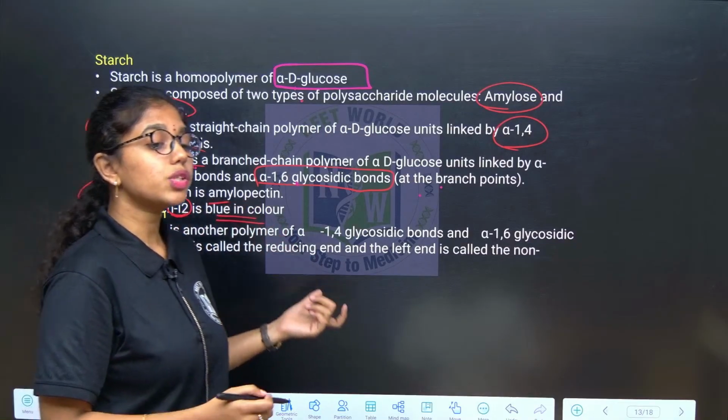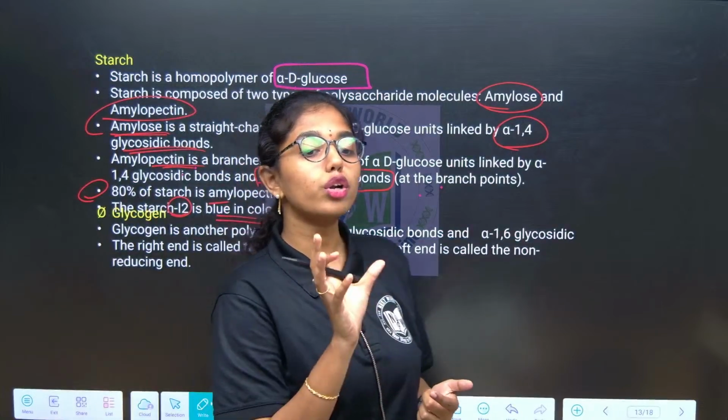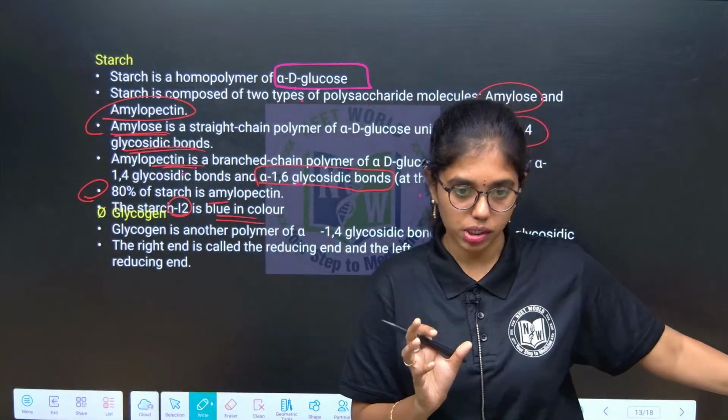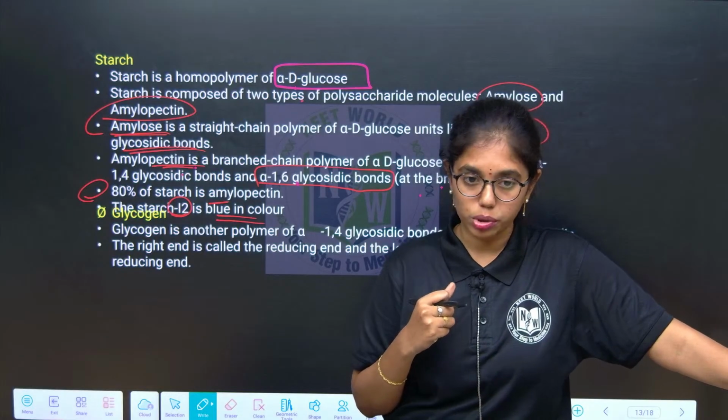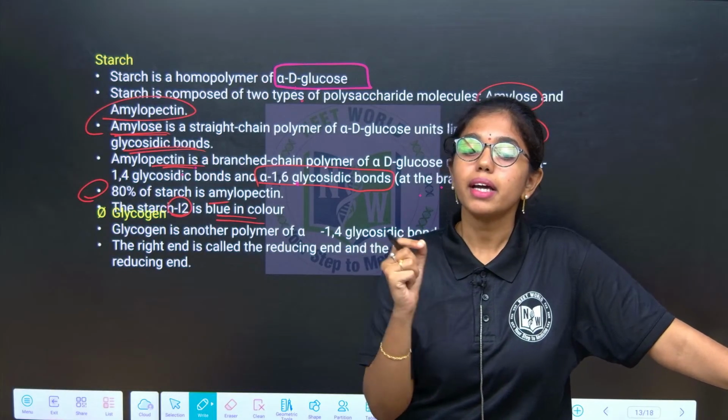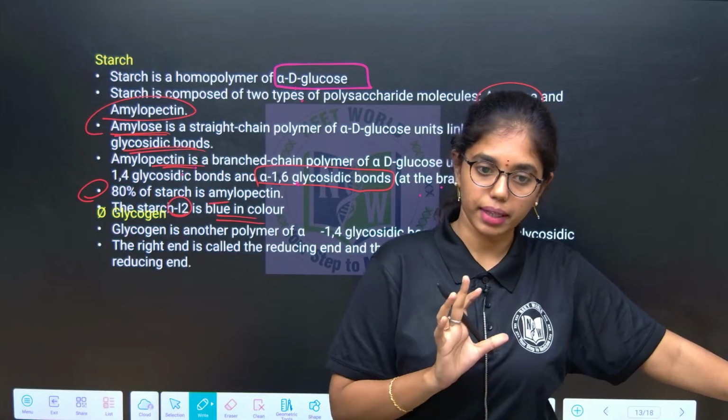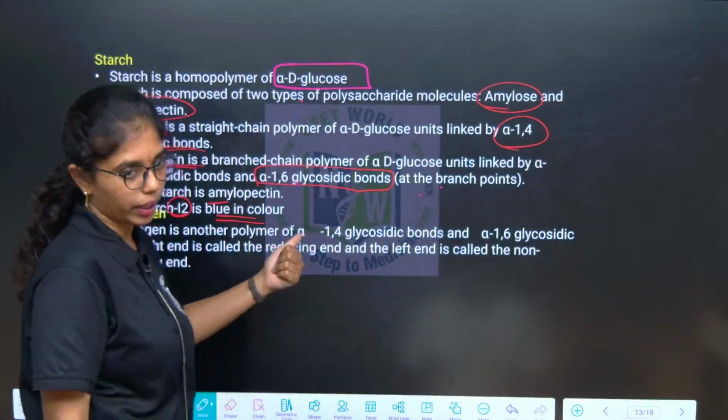So, that is why starch is what? Stored food material inside the plant cell. What is the stored food material inside the animal cell? Glycogen. Glycogen will be giving red color with iodine test. Remember that. This will give blue and that will give red color.